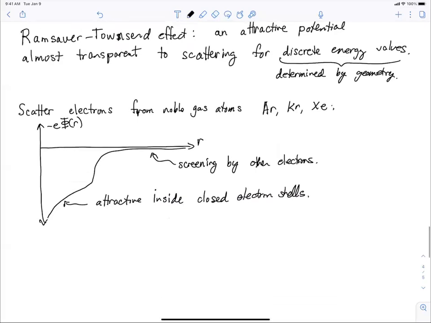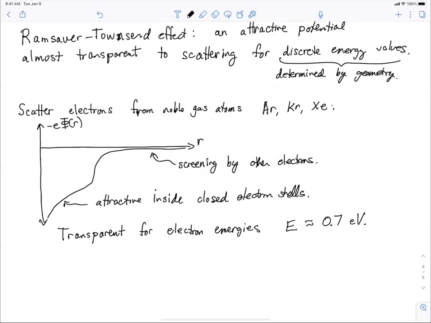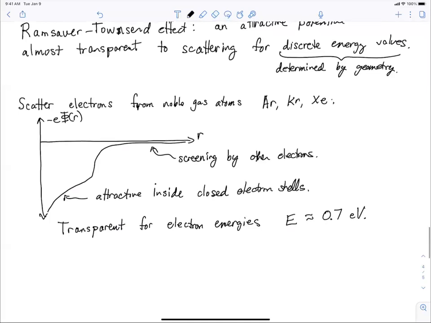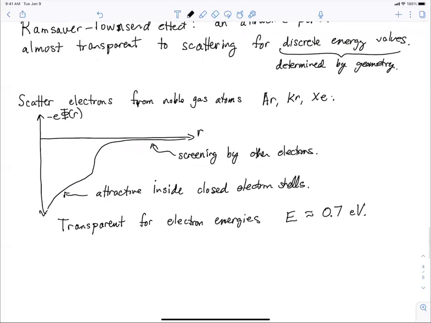Okay, and so what's observed when you do this scattering is that they're close to transparent for a certain electron energy, which turns out to be a little less than an electron volt. So the energy is about 0.7 electron volts. Of course, to get that number out, you have to put in the details of all the potential, but qualitatively, it's the same effect that we've just seen. Okay, any questions on that?